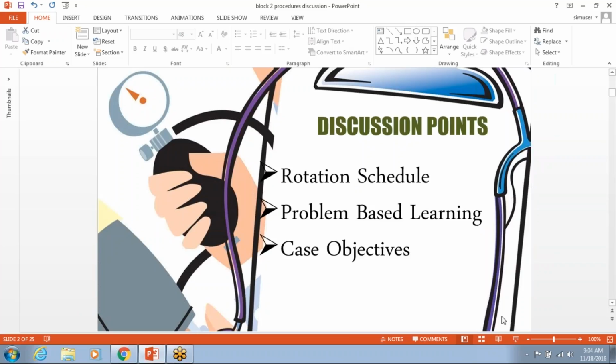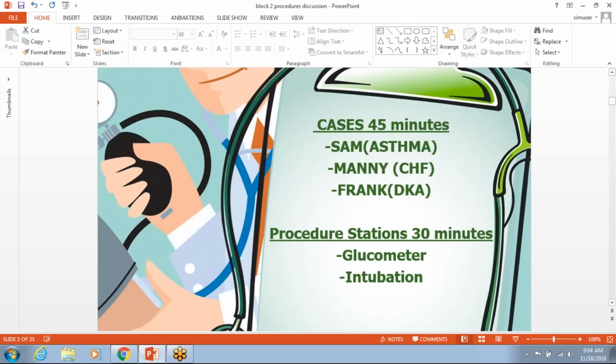All right, so getting started. The discussion points for today are the rotation schedule of how the schedule is going to work during the Block 2 procedures, a little bit about what problem-based learning is about, and then the objectives and the flow of the cases. So again, there's going to be 3 cases that everyone will do with their students. You'll have the same students for the whole block of time.